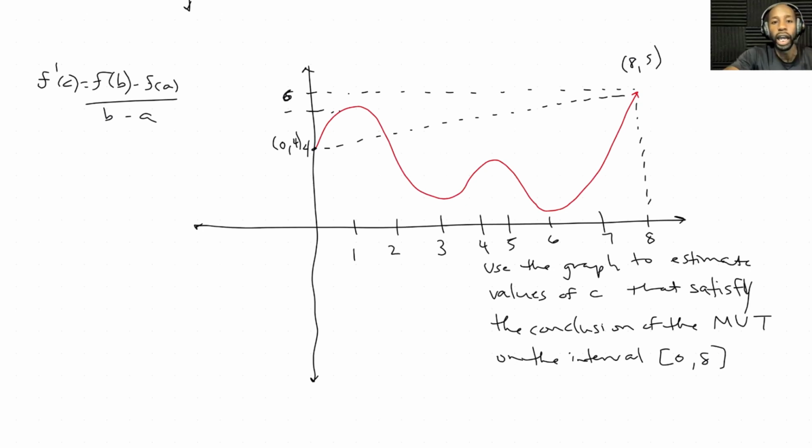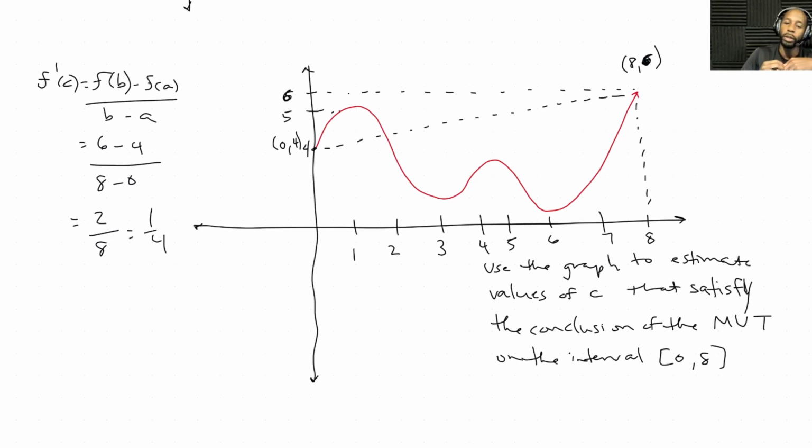Okay. So f of b is going to be f of 8. So that's going to be, sorry, I need to rewrite it. That's supposed to be rewritten as 6. That's going to be 6 minus f of a, which is going to be 4, over b minus a. So 8 minus 0. It's going to be equal to 2 over 8, which is equal to 1/4. Okay. So what do we want to do?